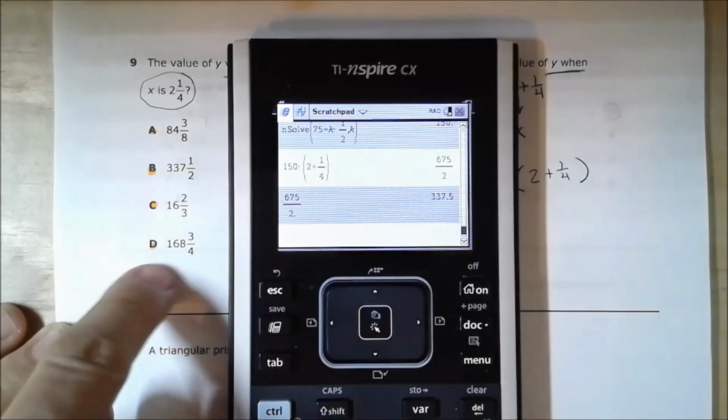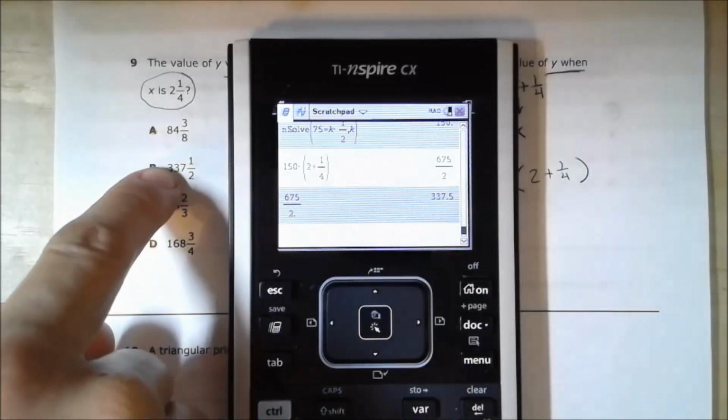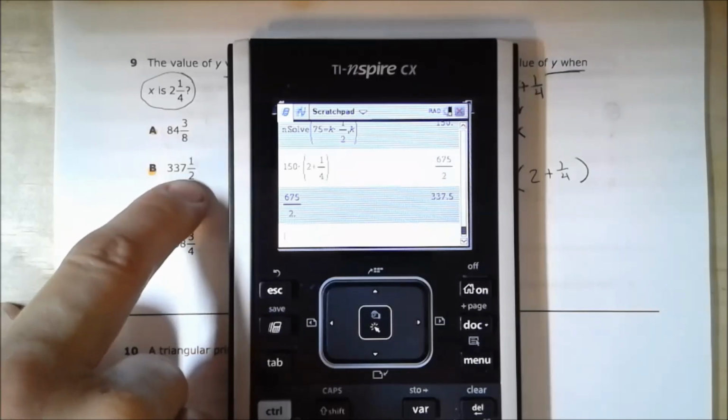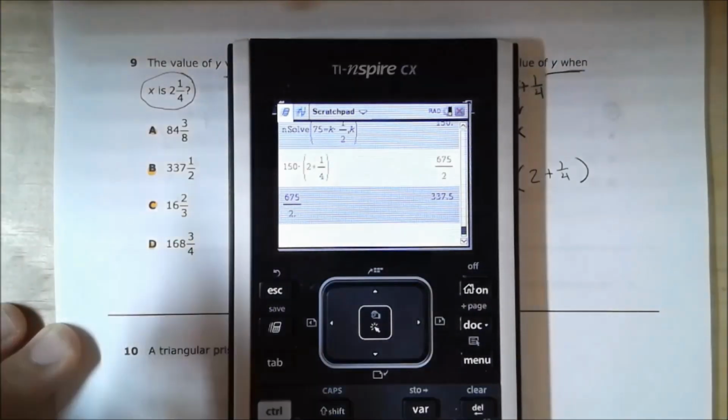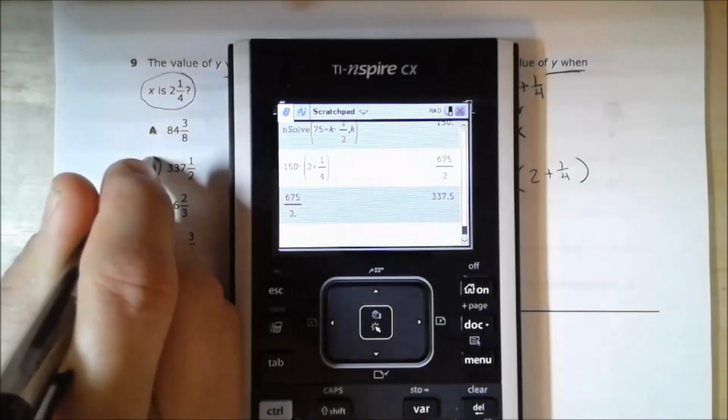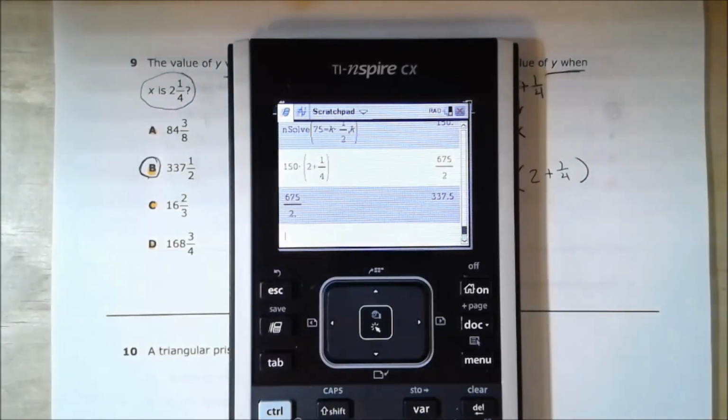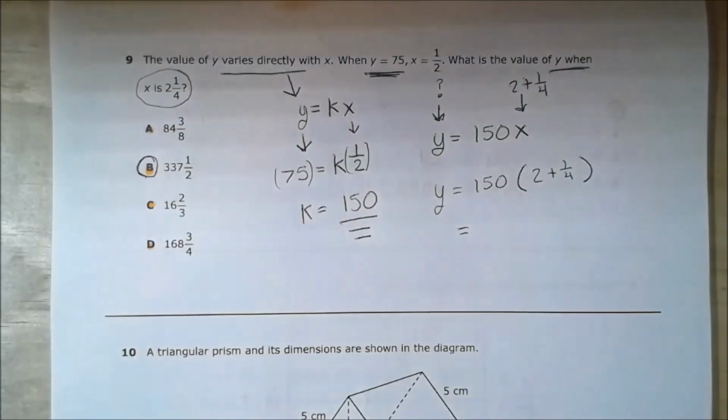And so if you look at your answer choices, only one of these has 337, and 1/2 is equal to 0.5. So B is the correct answer. Go ahead and pause this video and go on to the next problem and see if you can solve it on your own.